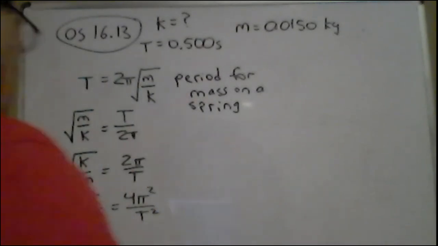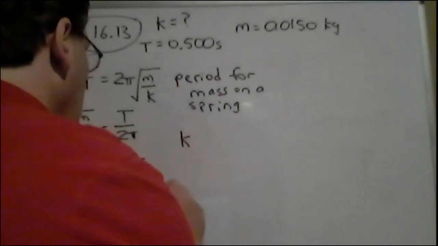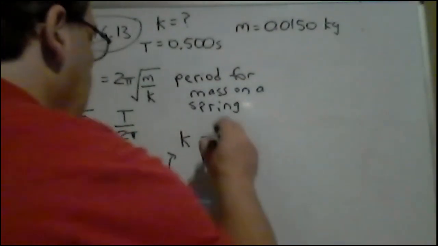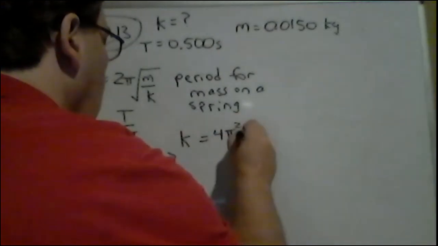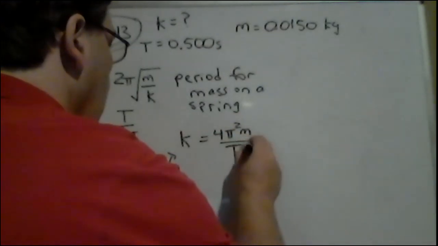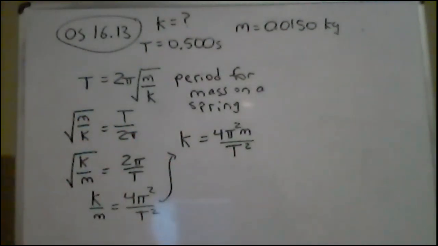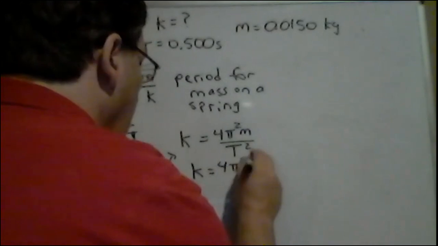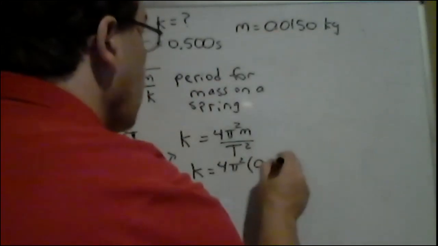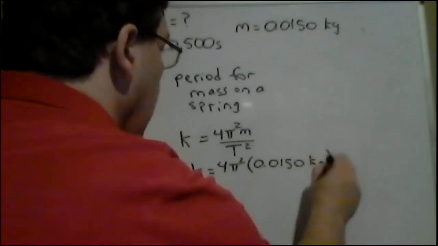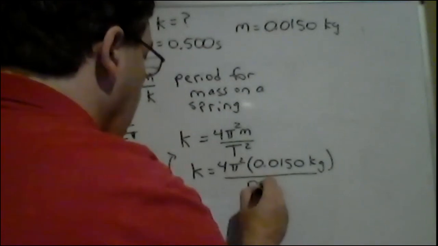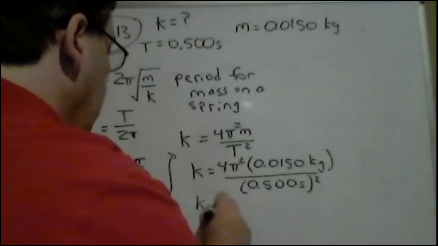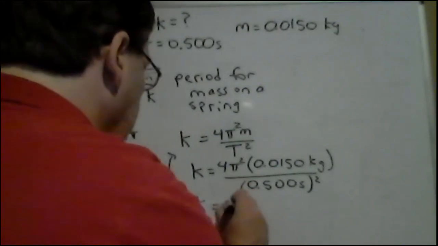I need to cross multiply to get m, so I'll give that to k. I'll write this up here. k is equal to 4π²m divided by T². Okay, I've now solved for k. All right, now what do I do? Well, I put numbers in, just like I always do when I show my work. 4π², what's the mass? 0.0150 kilograms. And the period squared, I have 0.500 seconds squared. I find out that my spring constant for this clock is 2.37 newtons per meter.